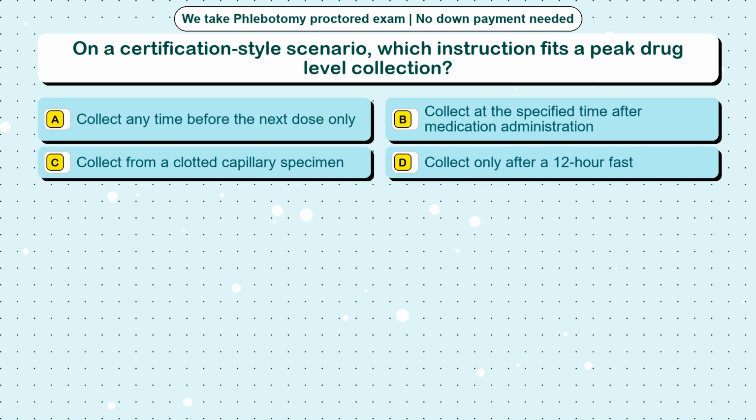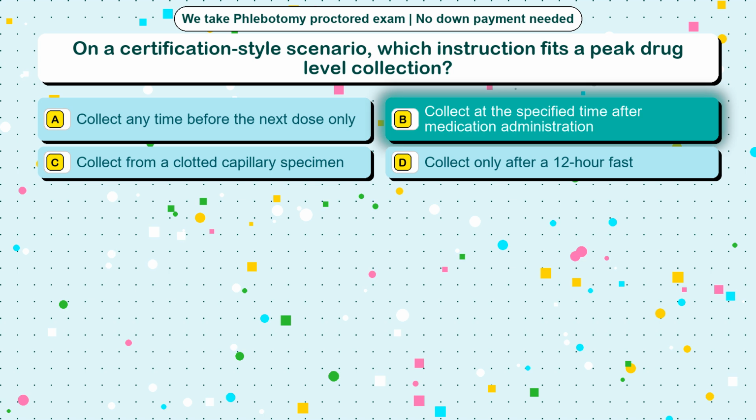Question 36. On a certification-style scenario, which instruction fits a peak drug level collection? Option A. Collect any time before the next dose only. Option B. Collect at the specified time after medication administration. Option C. Collect from a clotted capillary specimen. Option D. Collect only after a 12-hour fast. The correct answer is option B. Collect at the specified time after medication administration.